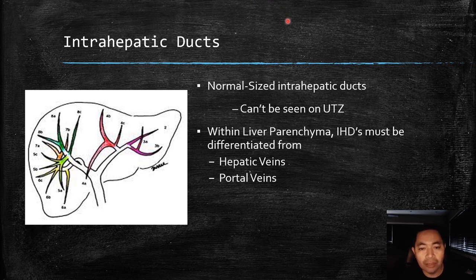If there is no biliary obstruction and no biliary ductal dilatation, one would not expect to see the intrahepatic ducts on ultrasound. When there is apparent biliary ductal dilatation, it is important to distinguish these from hepatic veins and portal veins.